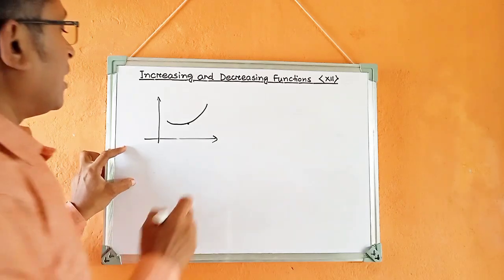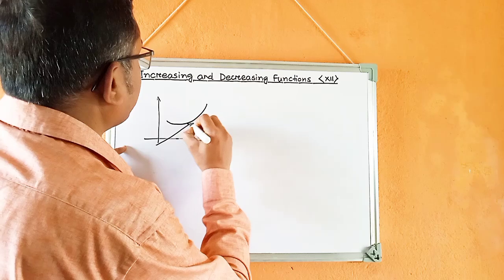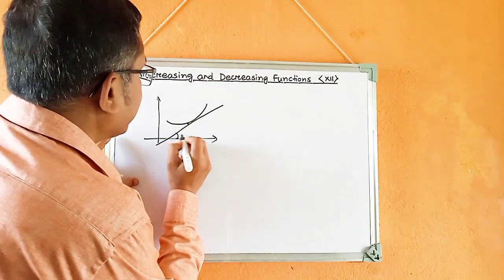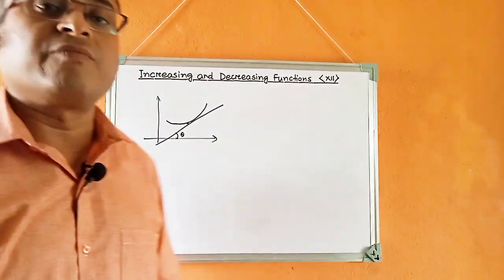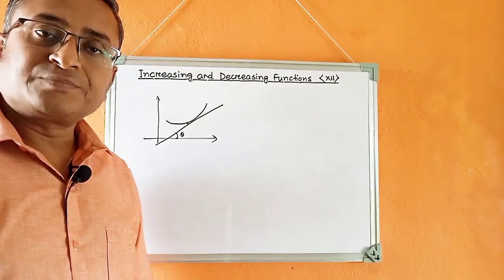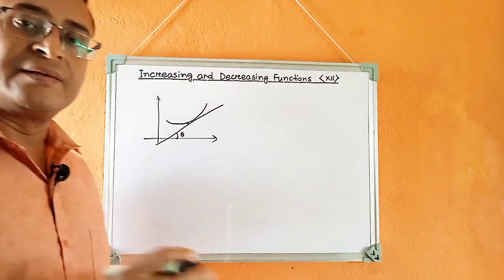Now draw a tangent at that point. See carefully. That tangent makes an angle theta with the positive direction of the x-axis. Look, theta is an acute angle. So all of you know tan theta. When theta is an acute angle, tan theta is always positive.